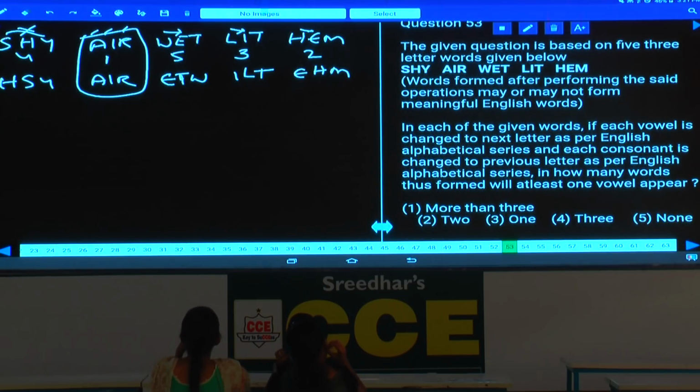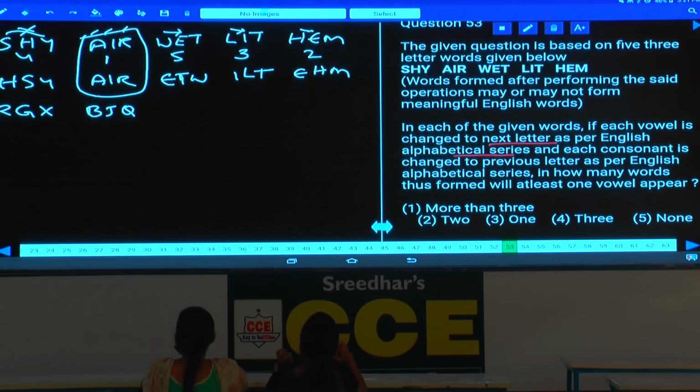In each of the given words, each vowel is changed to the next letter as per the English alphabet, and each consonant is changed to the previous letter. Vowel next letter, consonant previous letter. Now S is a consonant, its previous letter is R. Here A is a vowel, next letter is B, so the word becomes R, B, G and X, J and Q, and next one.